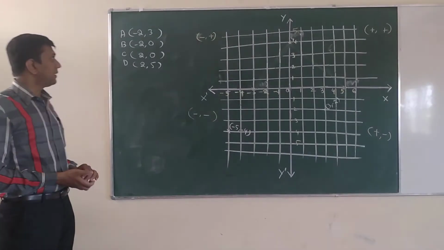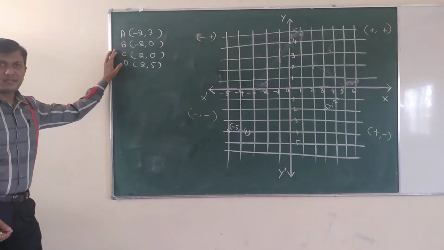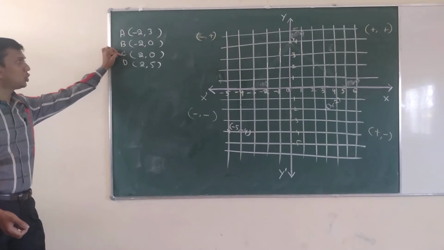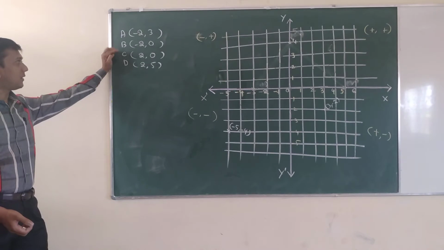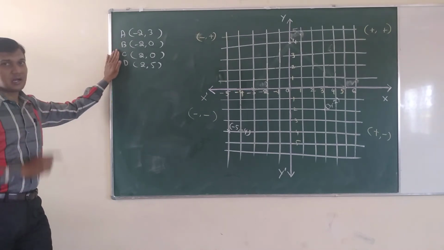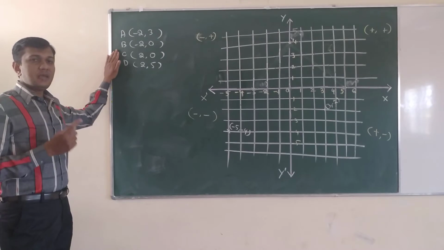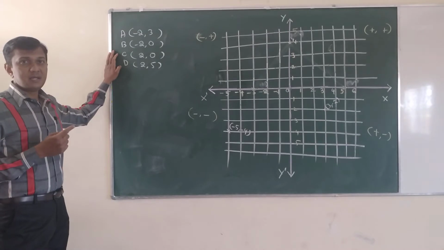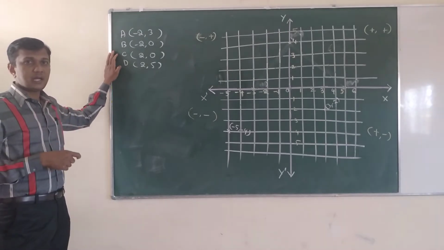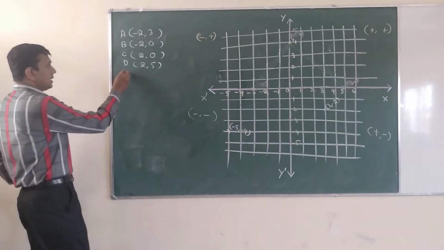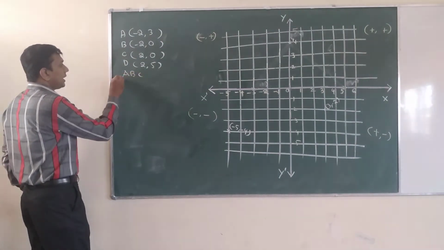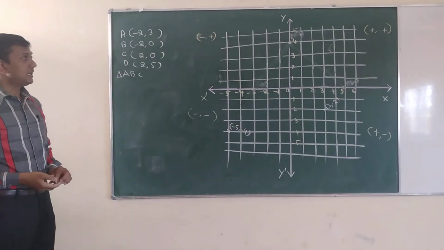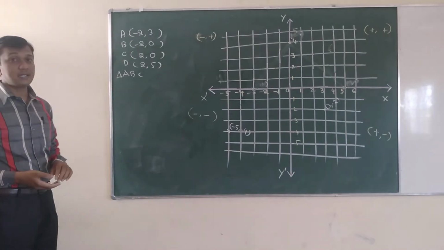So one more example is given. A, B, C, D are the points (-2, 3), (-2, 0), (2, 0) and (2, 5). These points we have to plot on the graph, and after joining these points, we have to say which type of geometrical figure we are getting. He also asked us to find out the area of triangle ABC. So let us plot these points on the graph.